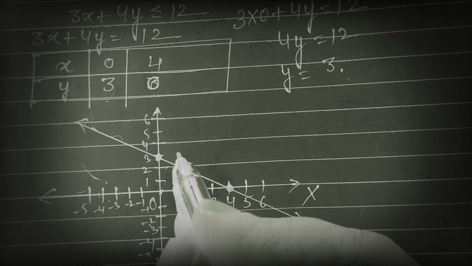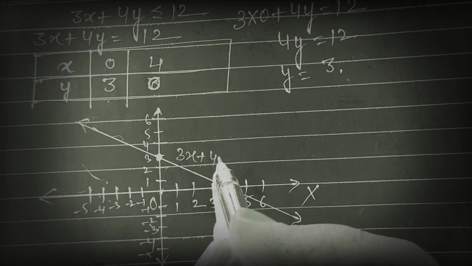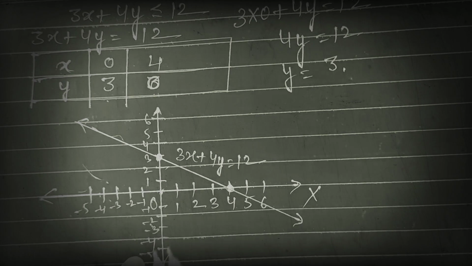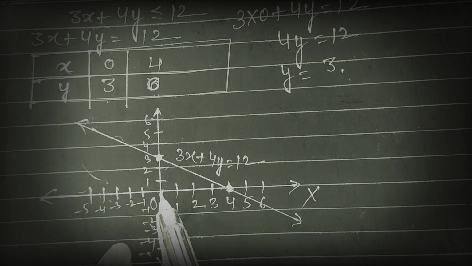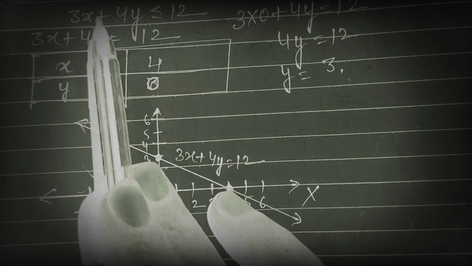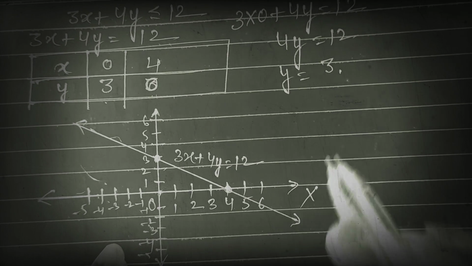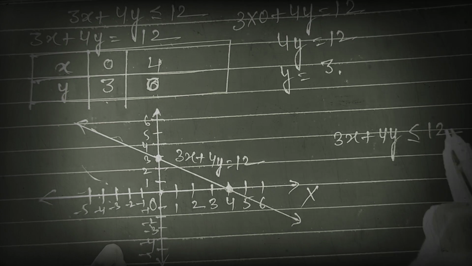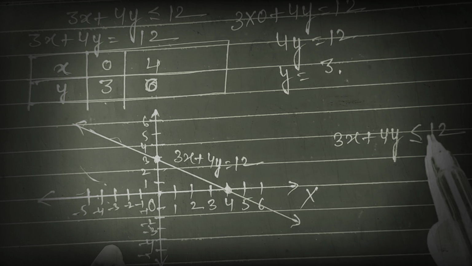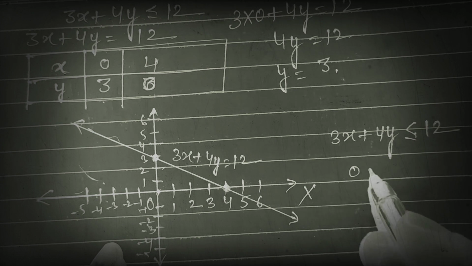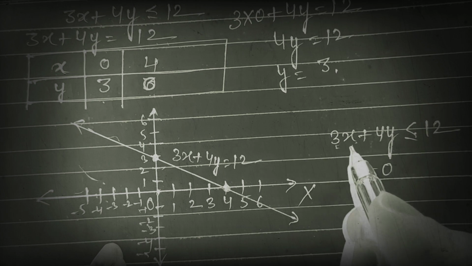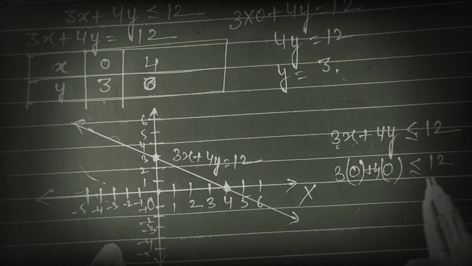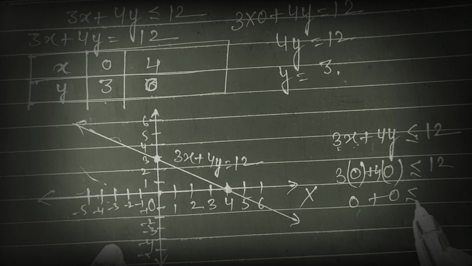So this is the equation of the line 3x plus 4y is equal to 12. Now we want to find the shaded region. So same as the first question, we will put 0, 0 on this graph. So 3x plus 4y is less than or equal to 12. The equation equal to 12 is this, but for less than we will check 0 plus 0. If we put x is 0 and y is 0, is it less than 12 or not? So 0 plus 0, it is less than 12.